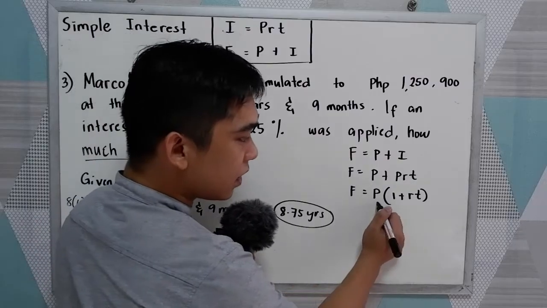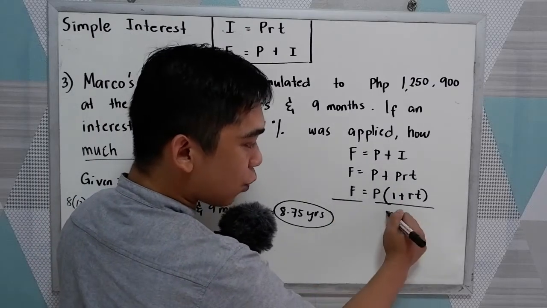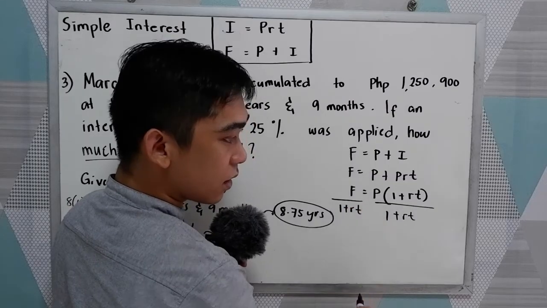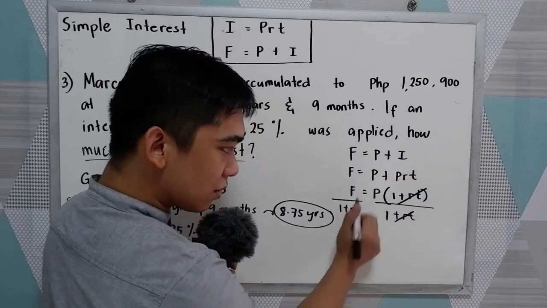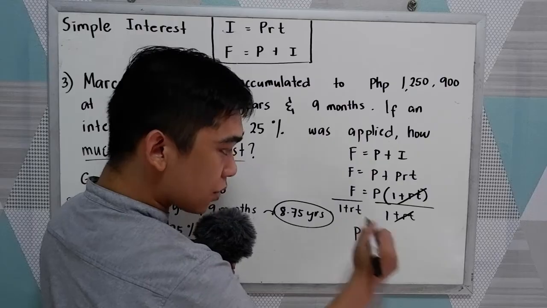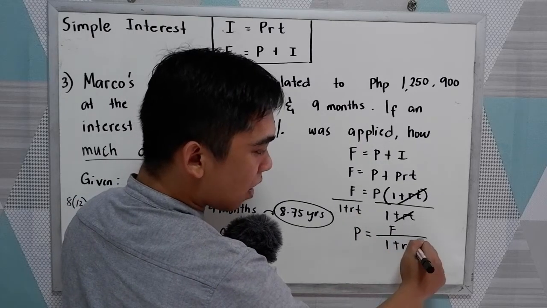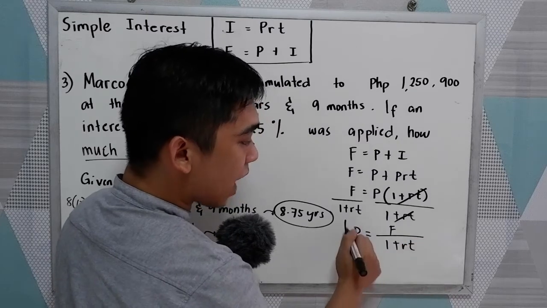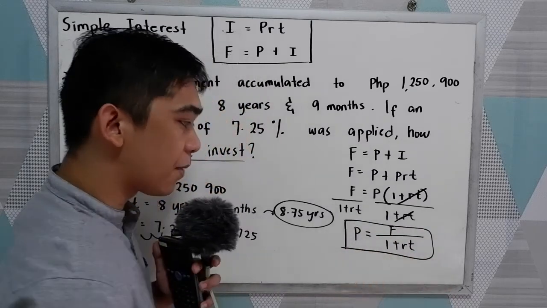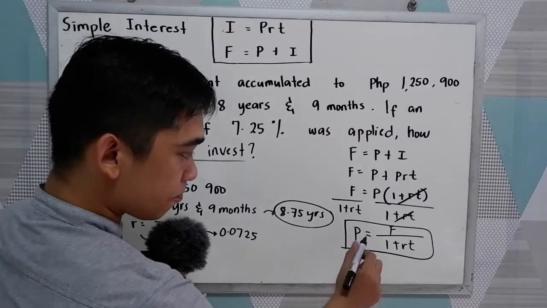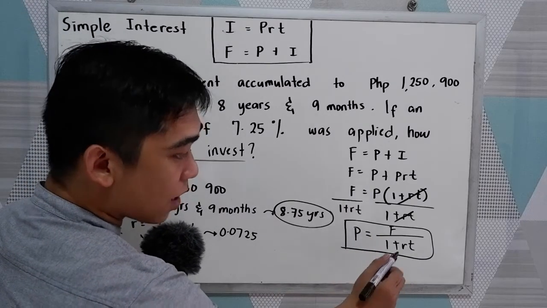To find P, we can divide the equation by 1 plus RT. So this will be cancelled out. Therefore, P is equal to F all over 1 plus RT. This will be our formula for the principal. So, P is equal to F over 1 plus RT.